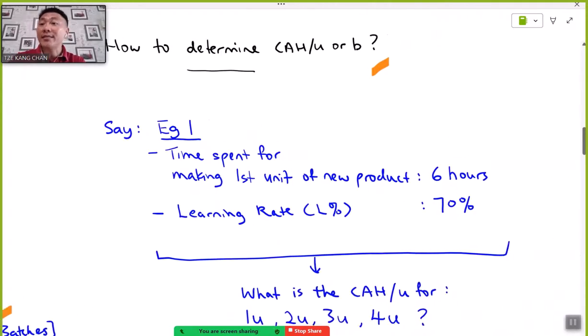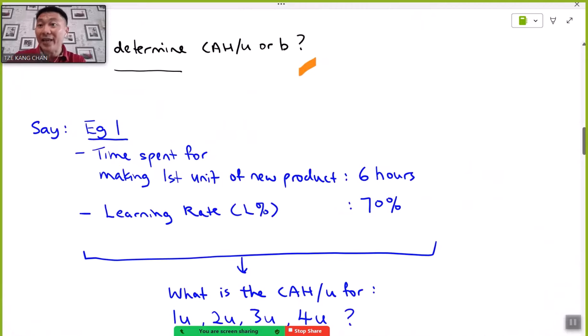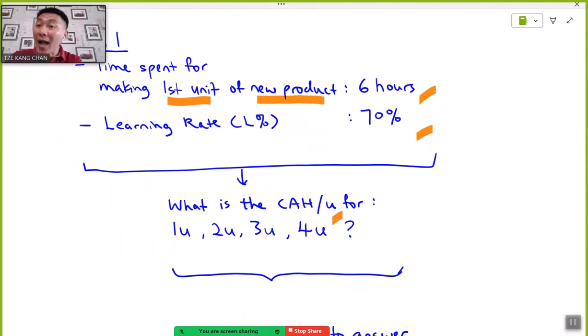Here is a simple example showing the way to derive the cumulative average hours per unit or batch. Supposing there's a new product where the time spent making the very first unit was 6 hours, and the factory has discovered a learning rate of 70%. With these two statistics, what exactly is the cumulative average hour spent? Let's say for 1 unit, how long does it take on average per unit? For 2 units, how long does it take on average per unit, and for 3 and 4, etc.